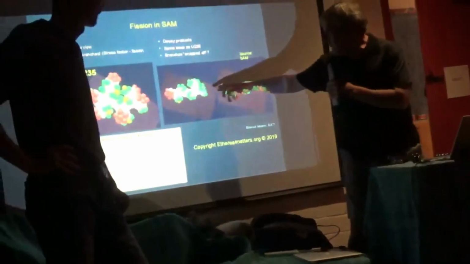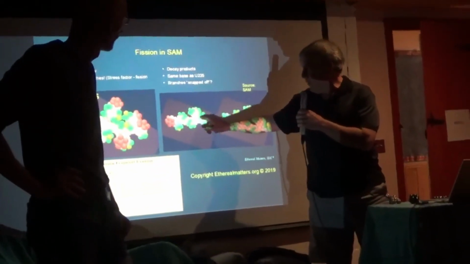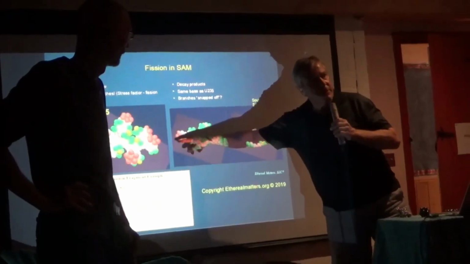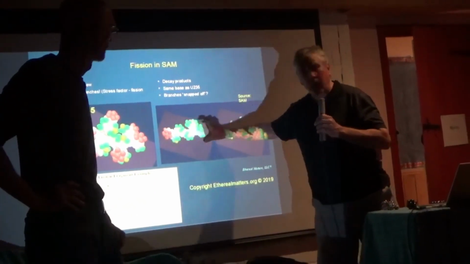So if you look at this one here, it's linear, and so this nuclide over here is not going to really see this nuclide over here because it's in a long line.